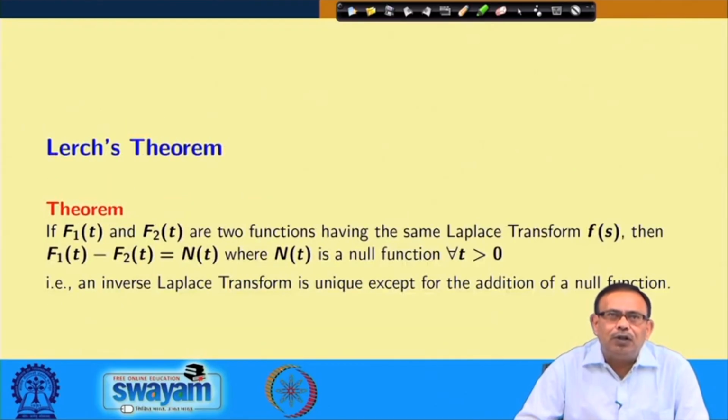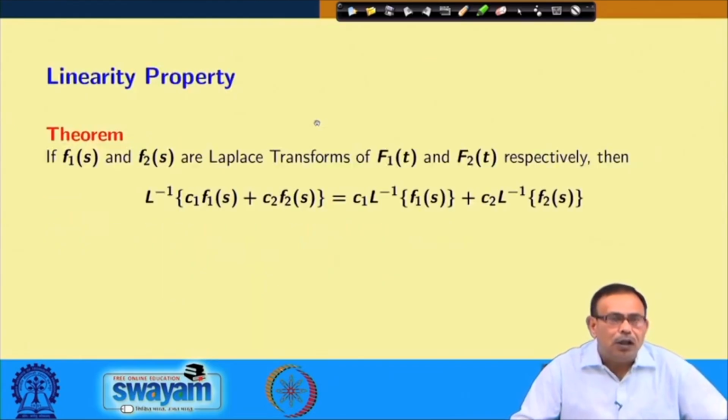And here comes the other form of Lerch's theorem, that is, if f1(t) and f2(t) are two functions having the same Laplace transform F(s), then f1(t) minus f2(t) equals N(t), where N(t) is a null function. That is, an inverse Laplace transform is unique except for the addition of a null function. So, if the function is not a null function, always the inverse Laplace transform will be unique. And so, let us go to some properties.